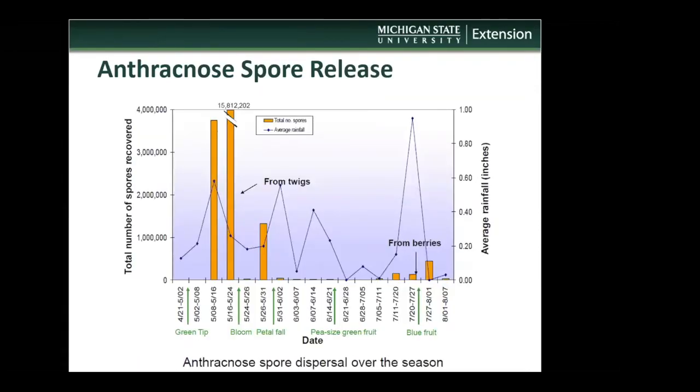Here is a graph of spore release. The blue line is the amount of rain, and the orange columns are the number of spores that are released. You can see early in the springtime we get a huge number of spores released from infected twigs and last year's fruit trusses, and this is the main source of infection for the fruit. Later when the berries come on, I would guess that this person had a halfway decent spray program, because he doesn't have a very big release of spores from the ripe berries at harvest time.